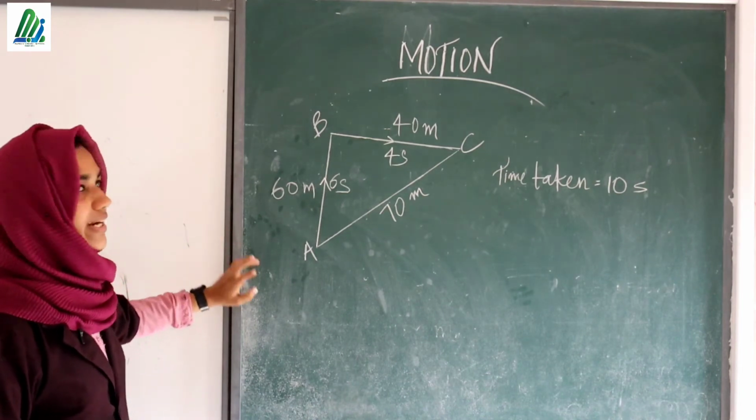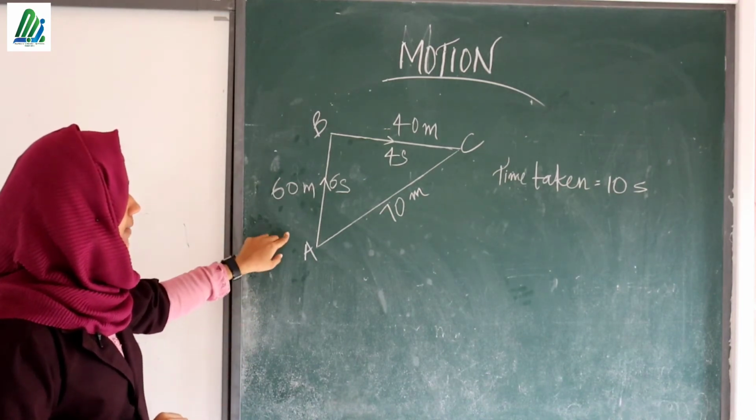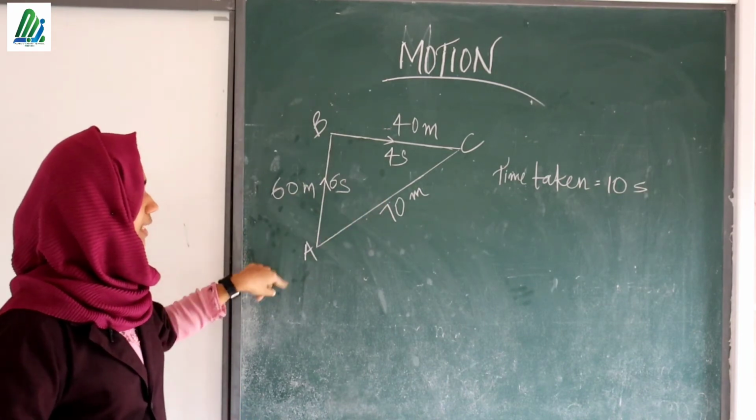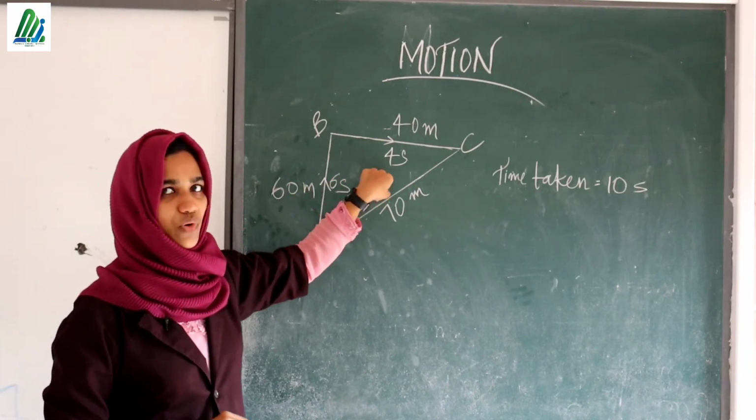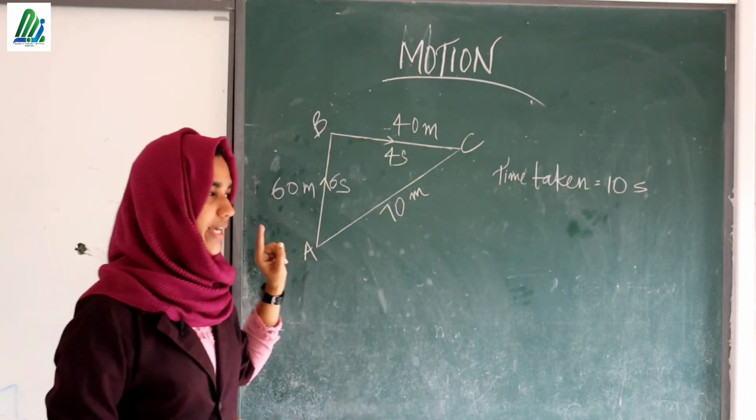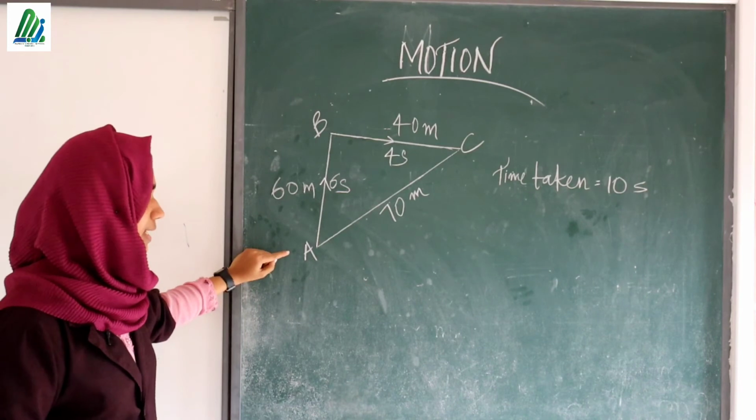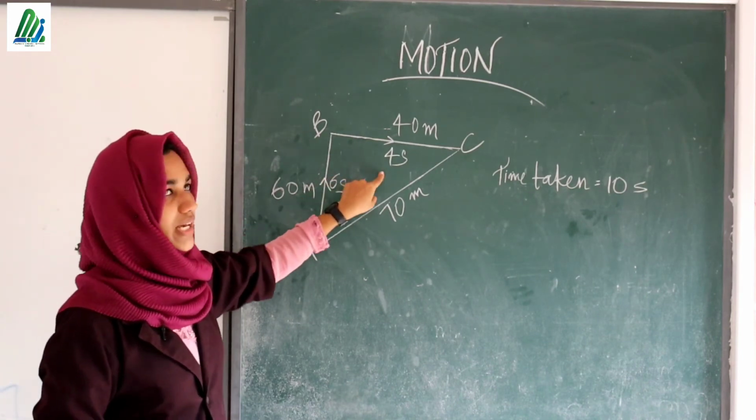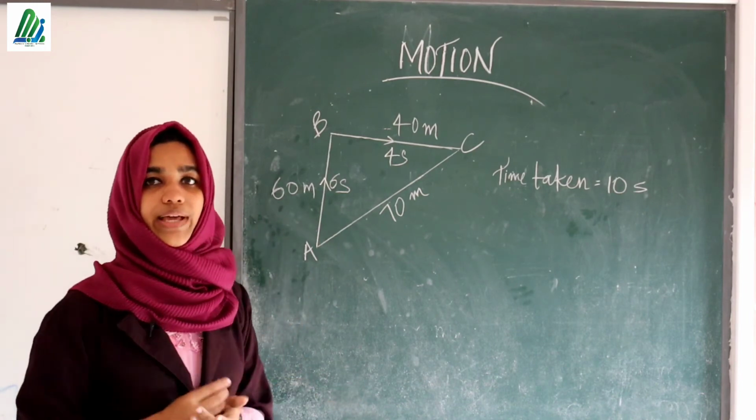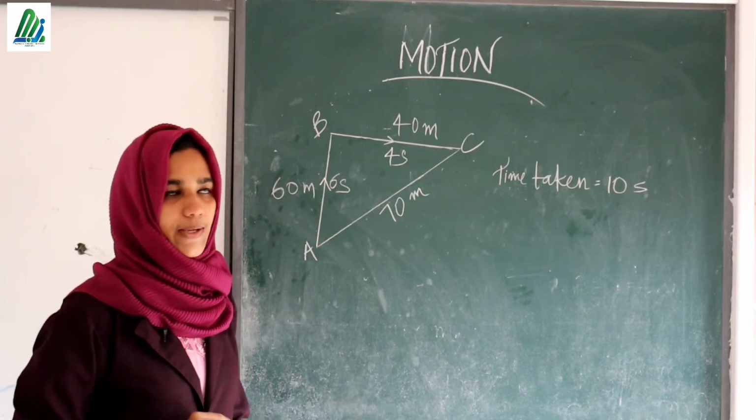Here the total time taken is 6 seconds plus 4 seconds, that is equal to 10 seconds. From this figure we want to calculate the speed and velocity.